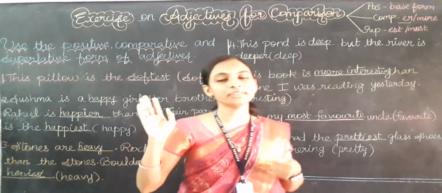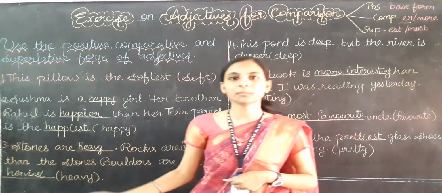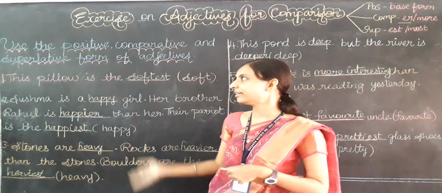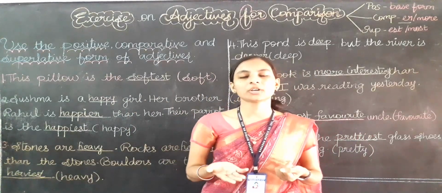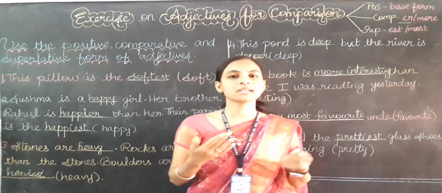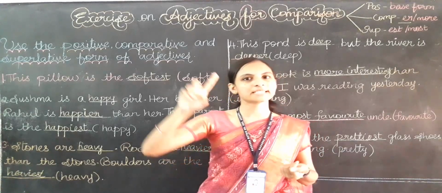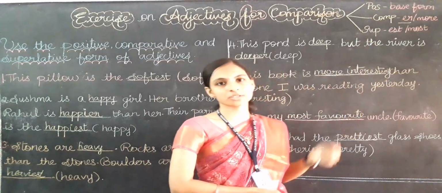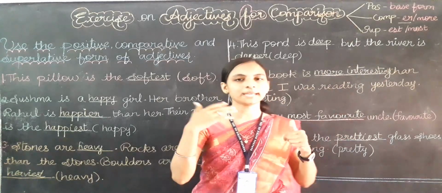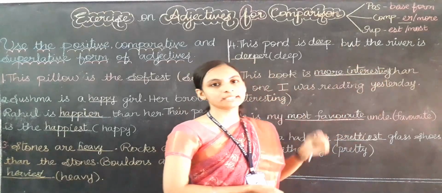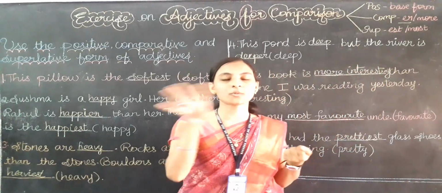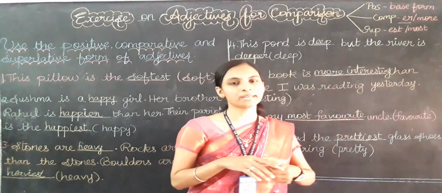I hope you are clear with this topic, children. We have already learnt about the adjective for comparison and we have done one exercise. This is in your book bag only. When we are talking about a person or thing without any comparison, that is a positive degree. When we are comparing two persons or two things, that belongs to comparative degree. When we are showing the best or worst among the group, that belongs to superlative degree.